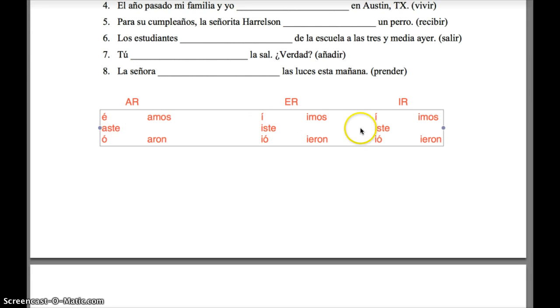E-E-E, E-E-E, aste-iste-iste, aste-iste-iste, o-e-o-e-o, and then this part you only do one time each. Amos, imos, imos. Aaron, Yeron, Yeron.